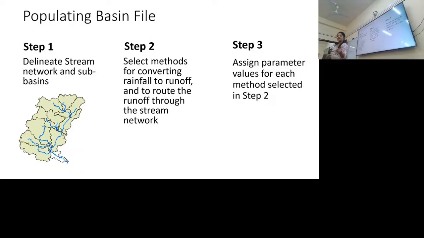Then the second step is, we have different methods for different purposes in the hydrological model. So in the second step, we have to select those methods. And in the third step, for each method, we have to assign the parameters and parameter values. You will get to know this when we do the hands-on.